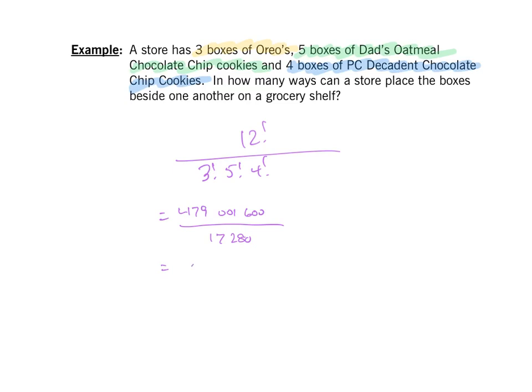And when we do the division, we get 27,720 ways of arranging the boxes of cookies. And that's all there is to it.